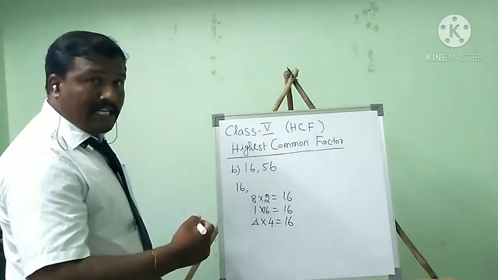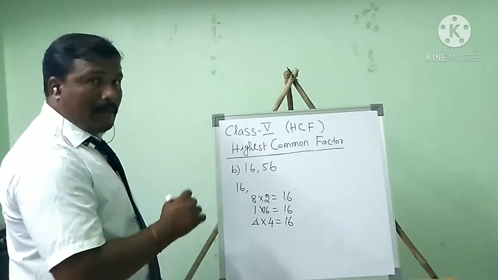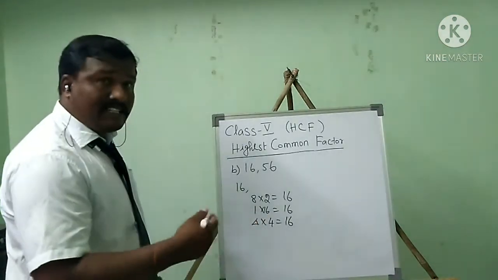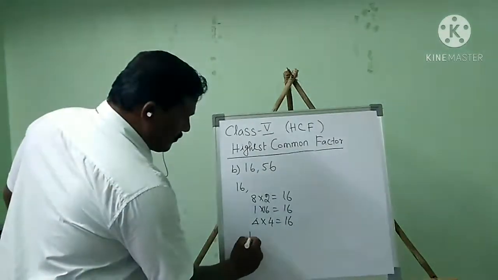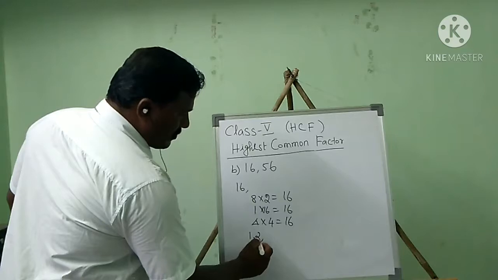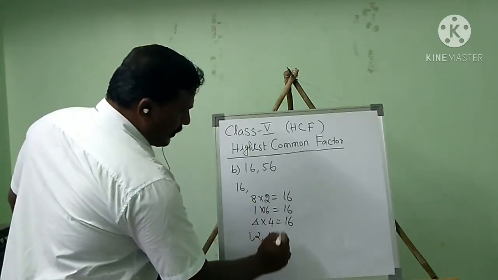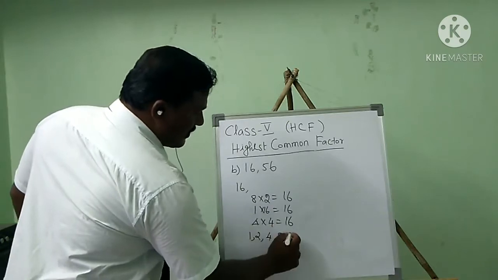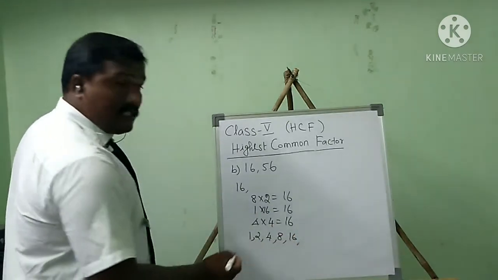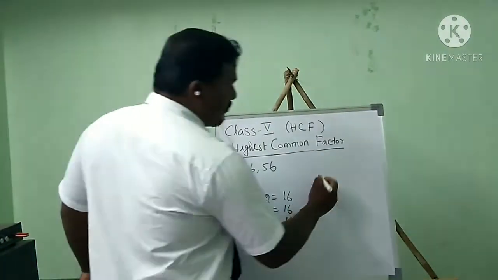Now I am going to collect and write the factors in ascending order. So 1, another 2, then another 4, then another 8, another 16. So these all are factors of 16. So now I am going to find the factors of 56.